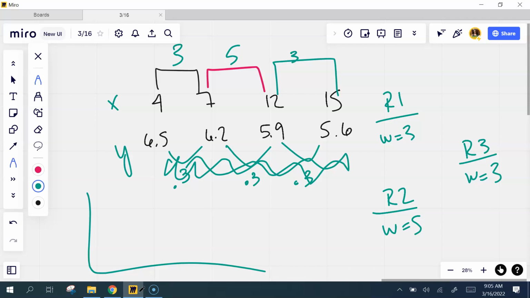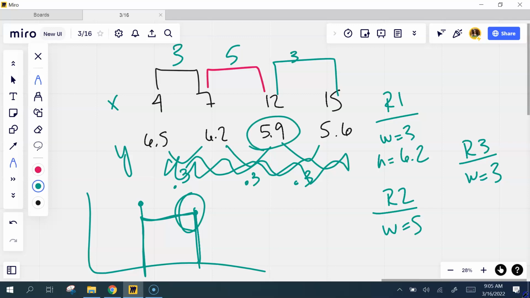So if I've got this point 4, 6.5, 7, 6.2, right? And I'm making a rectangle between the two. It said a right Riemann sum. I'm going from the right side here, right? So what's the height of my rectangle? 6.2. And I use all the right values. So there's the 3 rectangles.